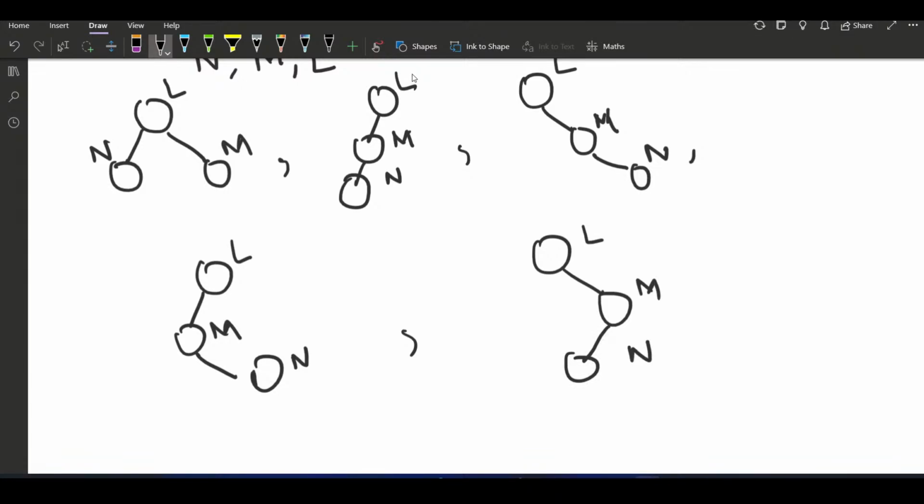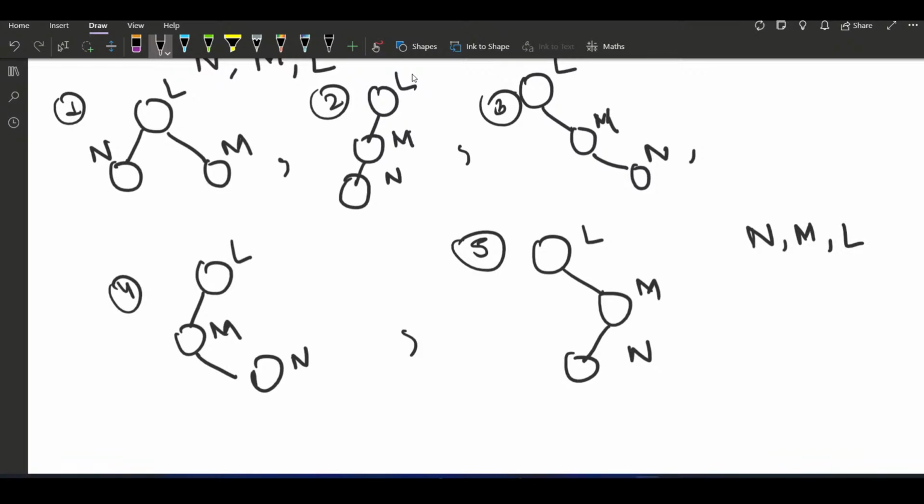For all these 5 combinations, that is the first, second, third, fourth and fifth combinations, we have the post order traversal, that is N, M and L.